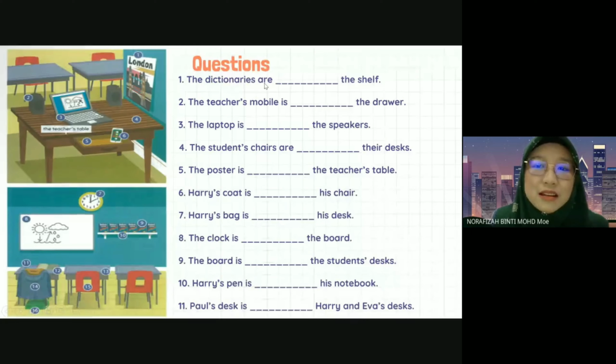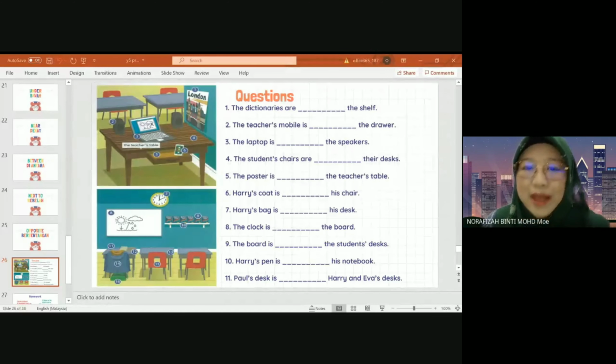Kamus ada di atas rak lah ni, atas rak. Number two, the teacher's mobile, okay here, awak nampak kat sini, is the drawer. The drawer means laci. So, cikgu punya telefon ada dekat mana dekat laci? Well done. Okay, you got all of you got it correctly.